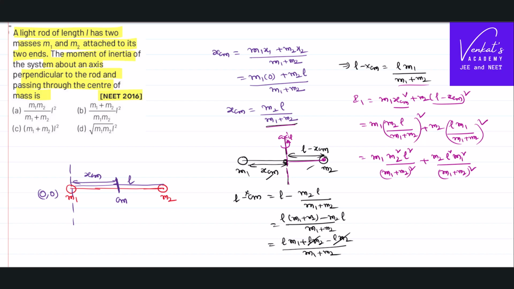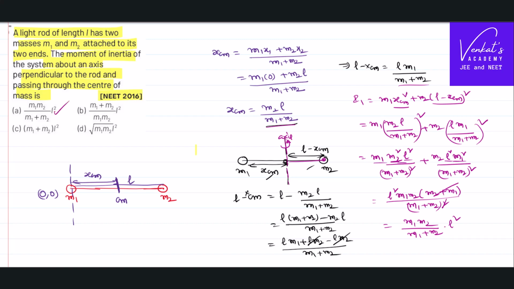(M1 plus M2) whole square is common, as the LCM. What is remaining is L square, which can be taken common. M1 M2 also can be taken common, right? So L square M1 M2 taken common, here M2 is remaining, here M1 is remaining. One (M1 plus M2) square can be cancelled, then the remaining answer is M1 M2 by (M1 plus M2) times L square. That's the answer for the problem.